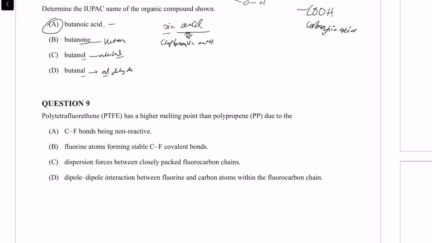Question 9. Polytetrafluoroethene, PTFE, has a higher melting point than polypropene, PP, due to the... Right? And then we have to figure out what's the best answer here. So we'll just go from A to D. Option A says CF bonds being non-reactive. Well, not really, because bond reactivity doesn't really impact the melting point.